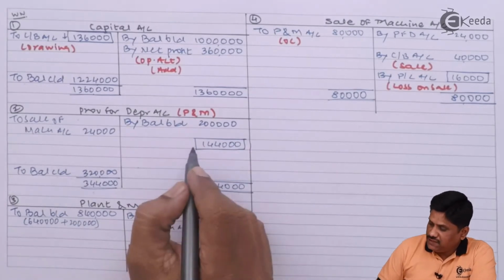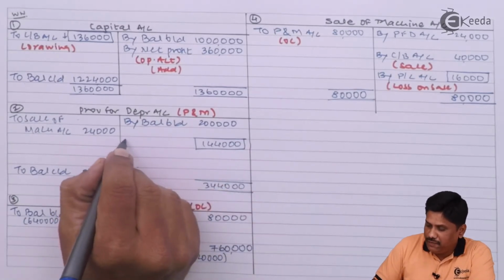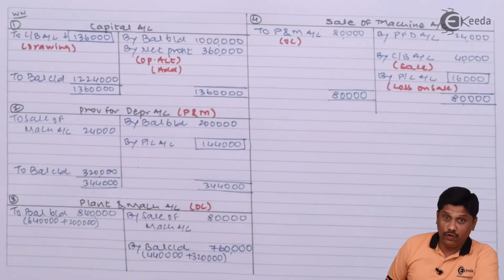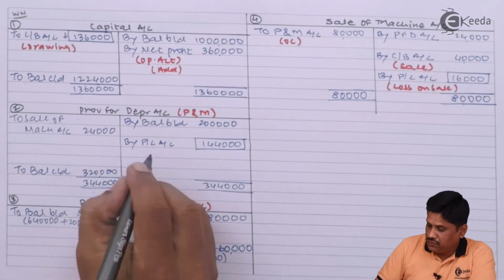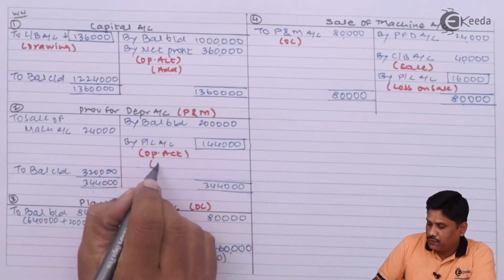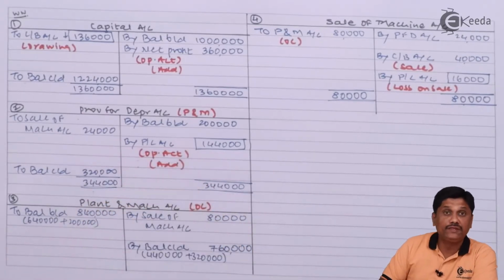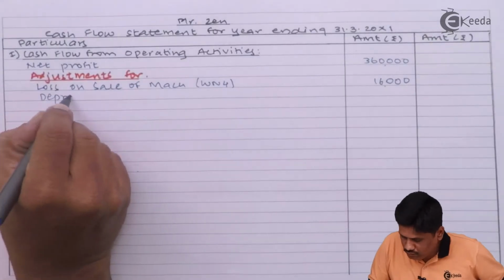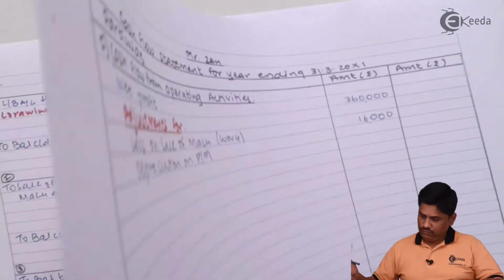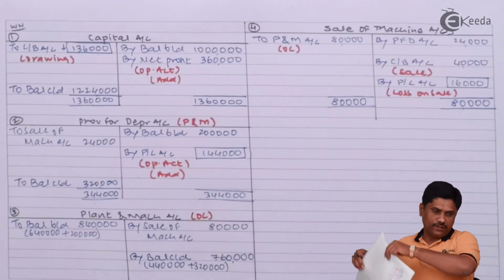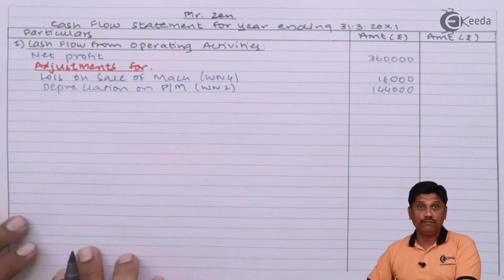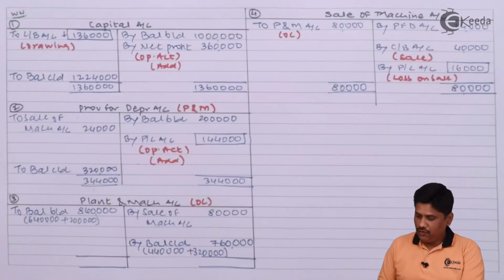So PFD has increased. So it is increased by debiting what? P&L account. Depreciation debited to P&L account is a non-cash activity, so I have to add it back in operating activity to get the cash flow. So depreciation on plant and machinery will be added in operating activity. Depreciation of 1,44,000. We have closed our PFD account, now we will close our plant and machinery account. This account is closed on its own.